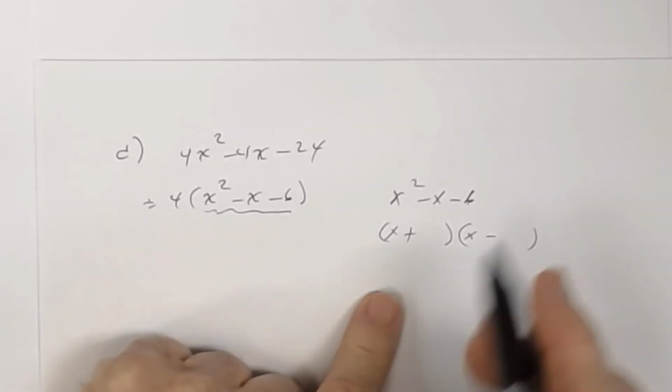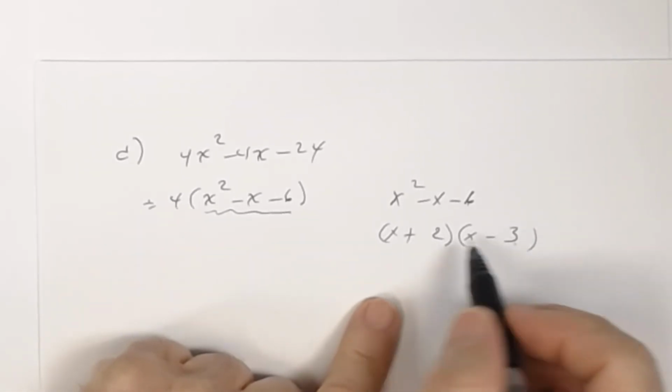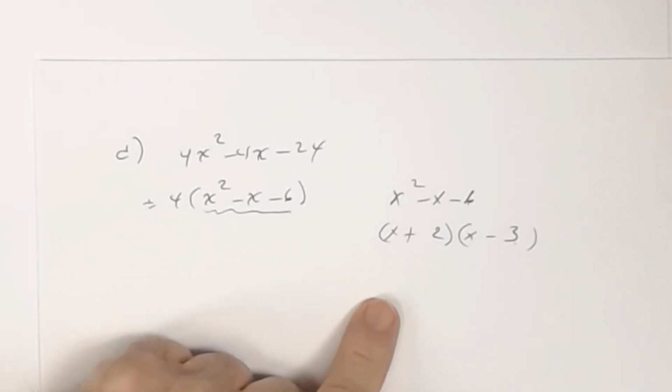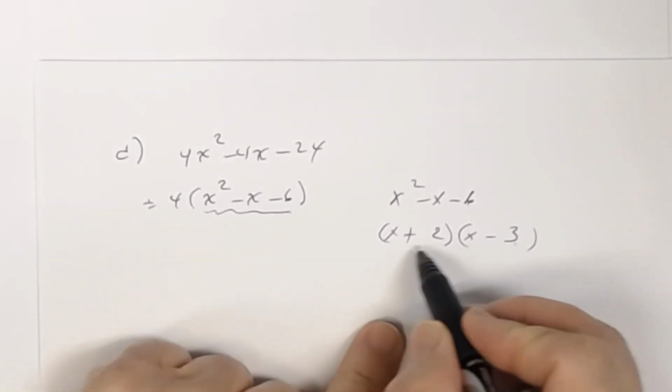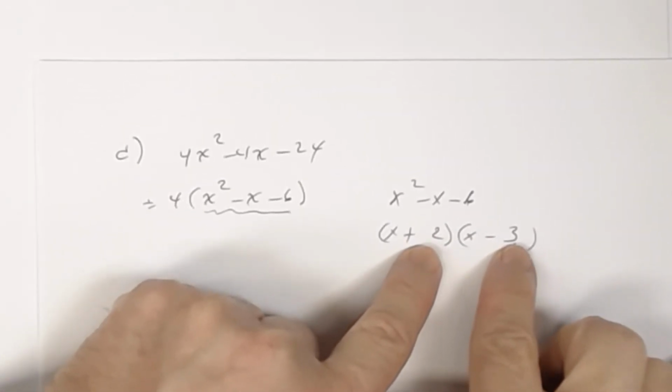You'll notice that what's going to work will be that this has to be 2, this has to be 3, this has to be 2. Positive 2, negative 3, and then check it. X times x is x squared. A positive 2 times a negative 3 is a negative 6.